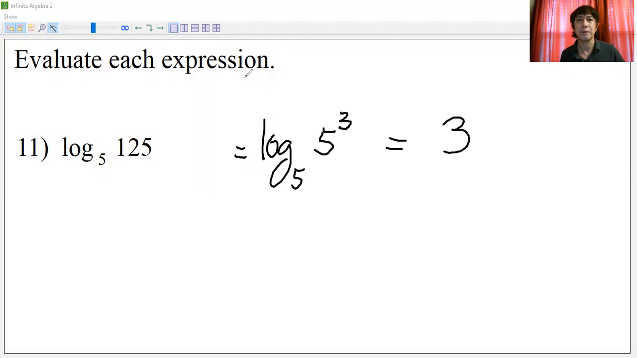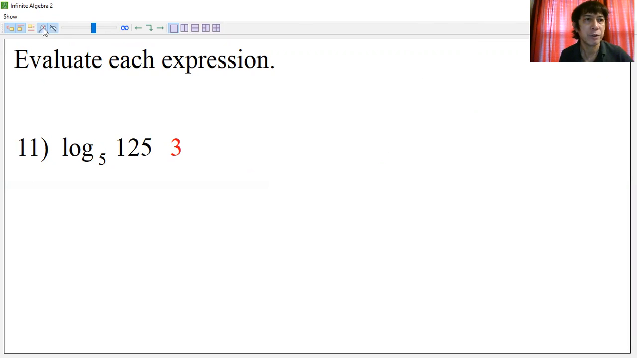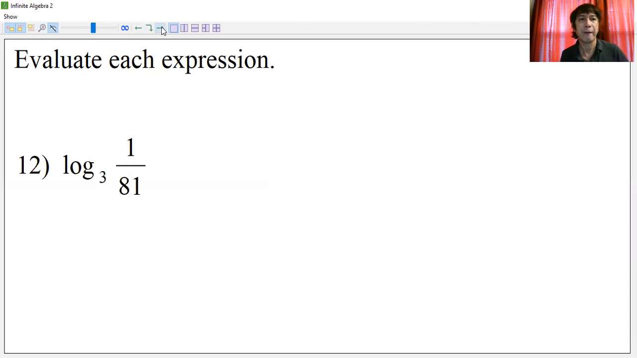Okay. So by remembering the logarithmic property that we had a while ago. So this is number 3. We can verify the answer. Yes. All right. So you can see the red number over here. Next, we shall continue with number 12. Here's number 12. All right.